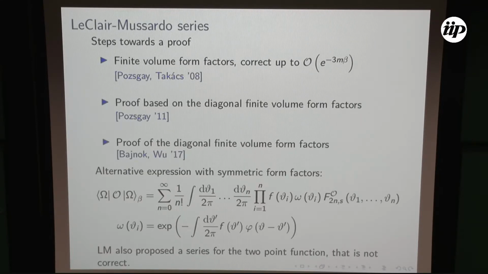Yeah, so LeClair-Mussardo also had a conjecture for the two-point function, but it was shown in several articles that it's not really valid. Also, just a basic point why it's not really good is that they didn't specify for higher particle terms how to deal with singularities, and yeah, it was not a good proposal.